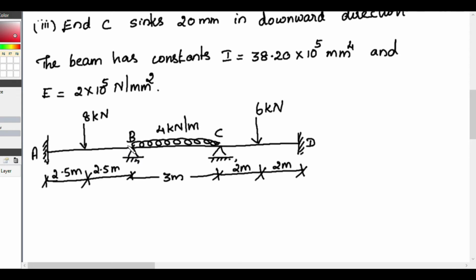The span AB has a load of 8 kilonewton acting at the mid of AB. So from A it is 2.5 meter and from B the distance is 2.5 meter. In the span BC, there is a UDL of 4 kilonewton per meter and the span BC is 3 meter. In the span CD, we have a 6 kilonewton load acting at the mid span of CD.